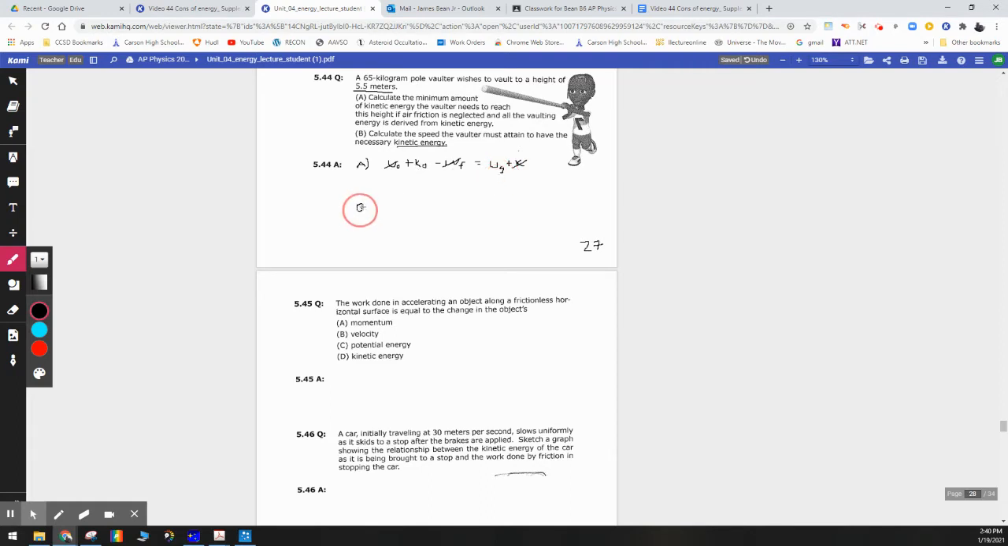Then on part B, once I know what the kinetic energy is, I want to solve for velocity or speed. It'll just be 1/2 mv squared. So once I solve for this, I can quickly solve for the speed.